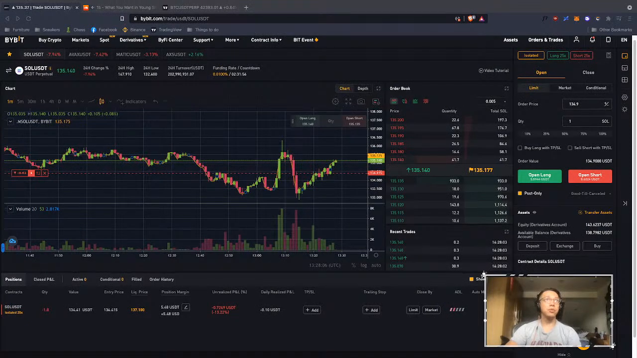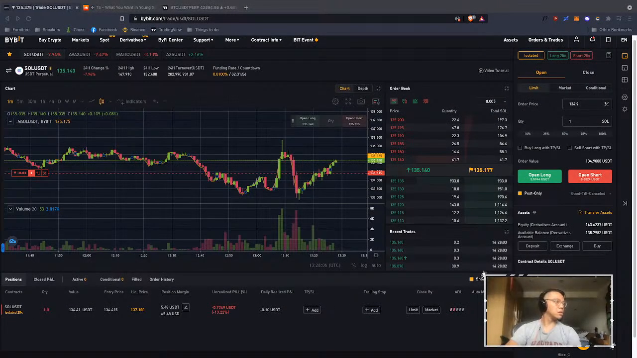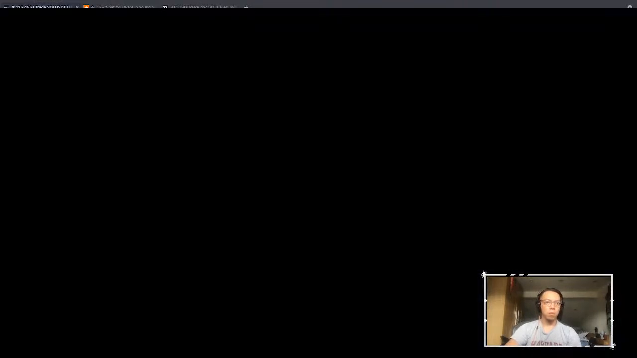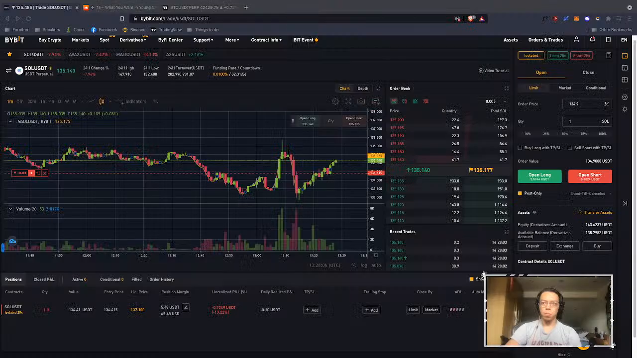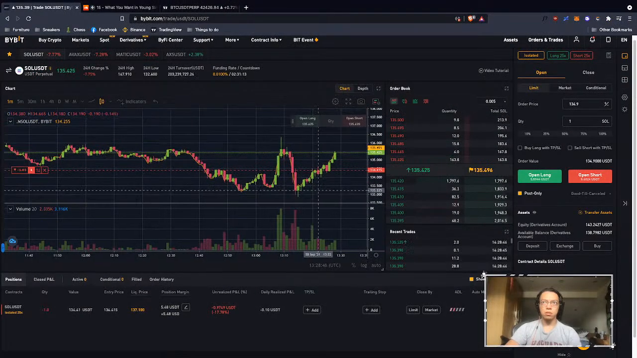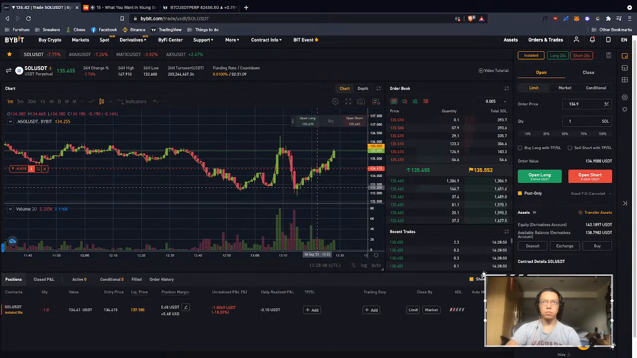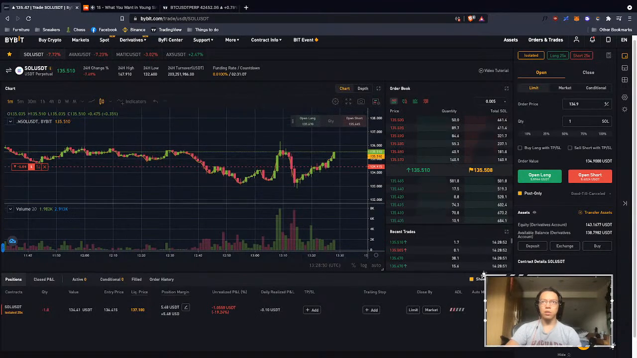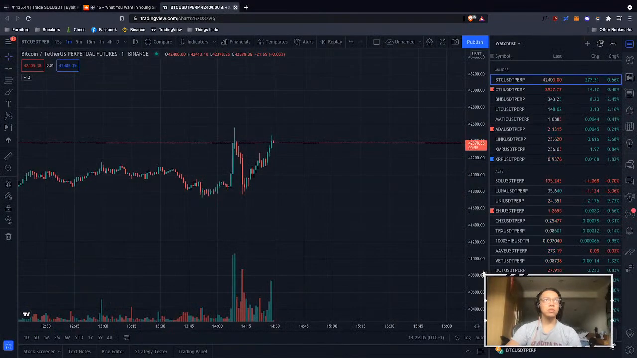Pumping on Solana still? It looks like it, because if Uni's pumping, then yeah. Yeah, pumping on Solana. Should we add to this position? Close this TradingView.